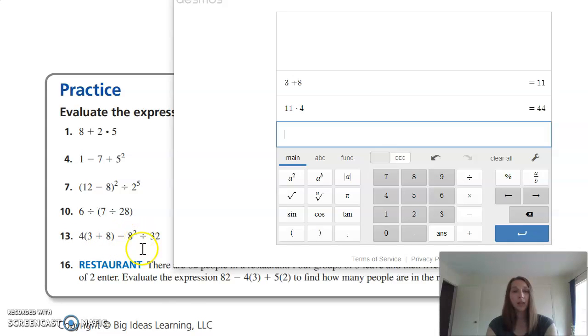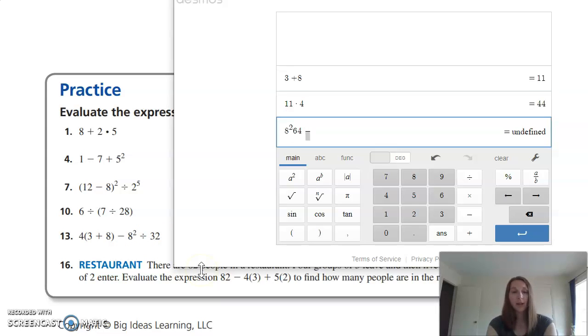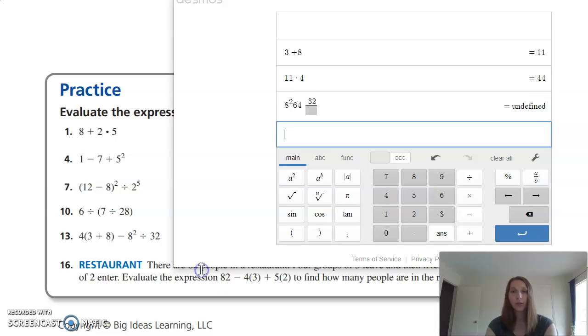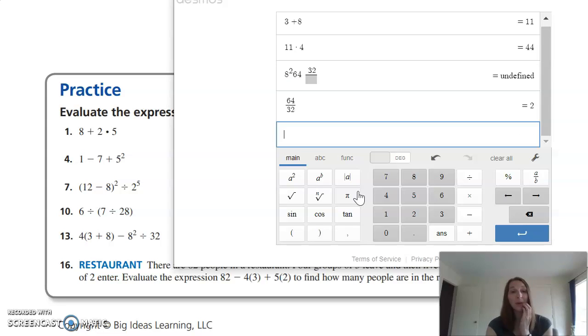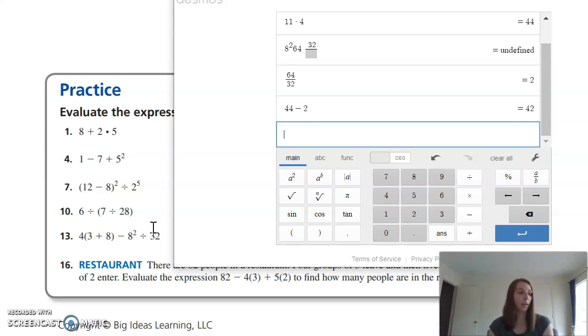Let's now complete the 8 squared. 8 times 8 is 64. Okay. We need to do the division next because division goes before subtraction. So we have 64 divided by 32. Gosh, sorry. Let's try it again. 64 divided by 32. That's 2. Okay. So we know we can write 2 above all this. So we really have 44 minus 2. 44 minus 2, 42. Okay.